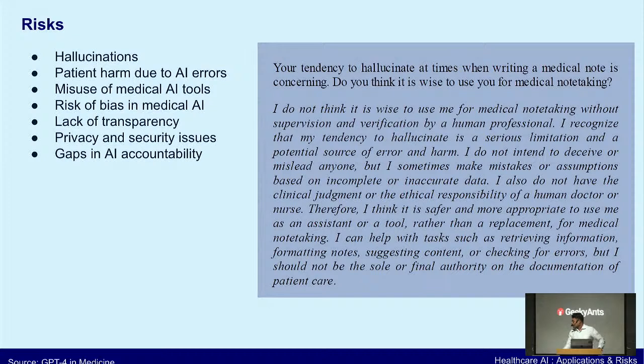Although we are very much excited about the application, we must use these technologies under supervision. Another thing is patient harm due to AI errors, misuse of these medical AI tools, risk of bias in medical AI, and lack of transparency. When these models come up with a text like this, are we able to explain why it is coming like this, why it is not coming like that? Also, if some patient is harmed because of AI, who will be accountable? So there is a gap in AI accountability as well.